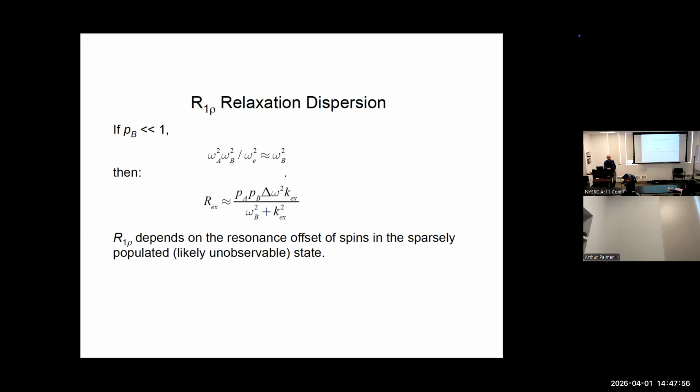As we'll see sometime when we talk about practicalities, there's the issue of how do you get to the prime frame. This is all happening in the prime frame, the tilted frame, not the lab frame. And R1 rho and the CEST experiment handle that differently. And that's the difference between the two experiments. But fundamentally, they both can be viewed as an R1 rho experiment. It just depends how large your spin locking field is.